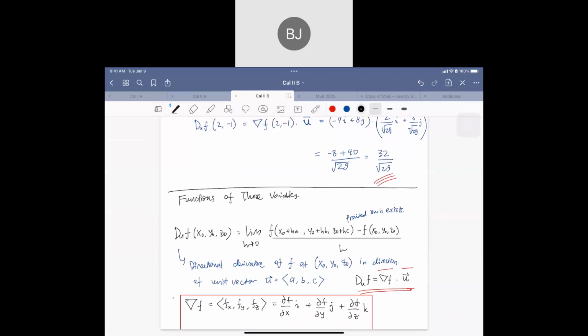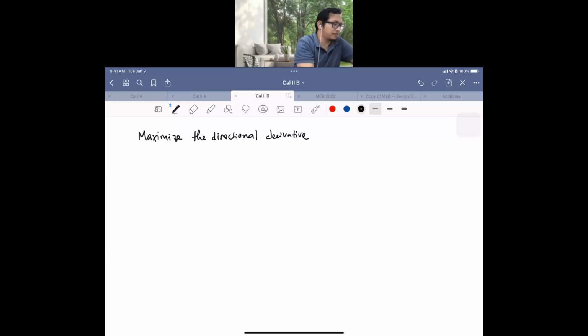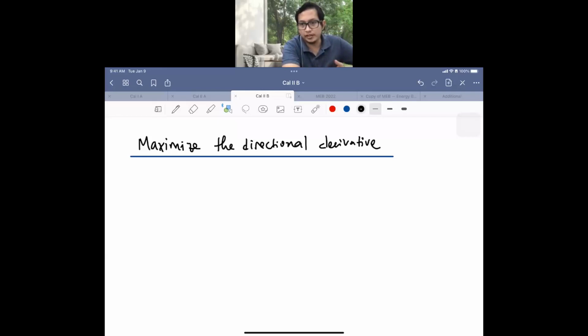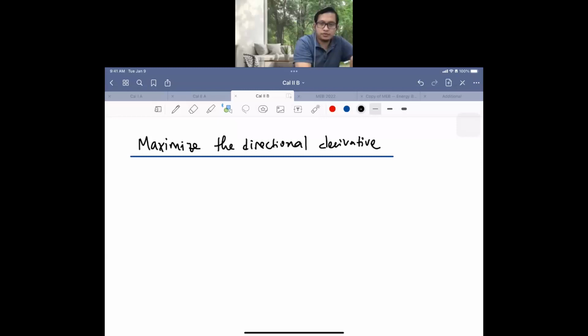Okay, let me go through a new section. This will be how to maximize the directional derivative. Maximize means at what values the derivative will be maximum. That will be the question.